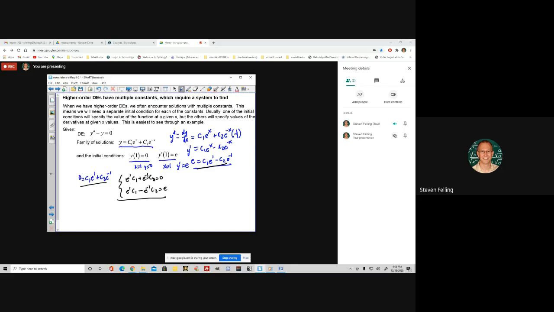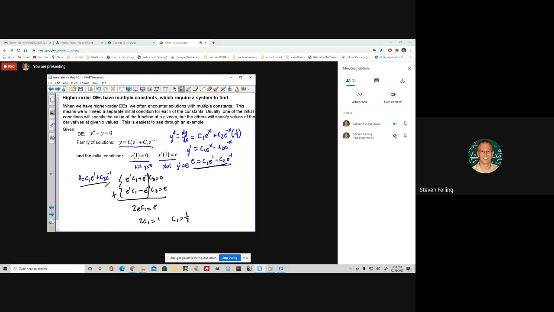but actually I notice that these are already set up so that if I just add them, this term is eliminated. So I end up with e c1 plus e c1, which is 2e c1, equals 0 plus e, which is e. And when you divide both sides by e, you would get 2c1 equals 1, and therefore c1 has to be 1/2. And then I could back substitute.